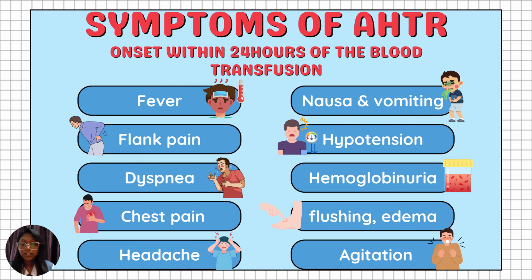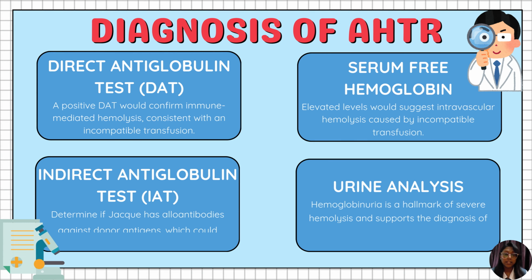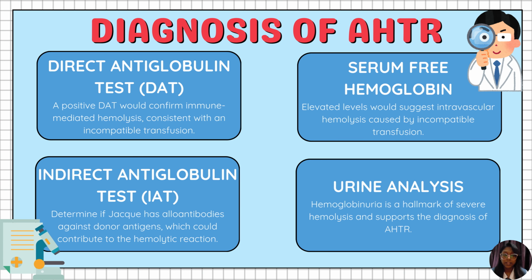Next, we're going to take a look at the symptoms of AHDR, onset within 24 hours of blood transfusion. Fever, flank pain, dyspnea, chest pain, headache, nausea and vomiting, hypotension, hemoglobinuria, which means blood in the urine, flushing, edema, and agitation. There are a few tests that can be conducted to diagnose AHDR.